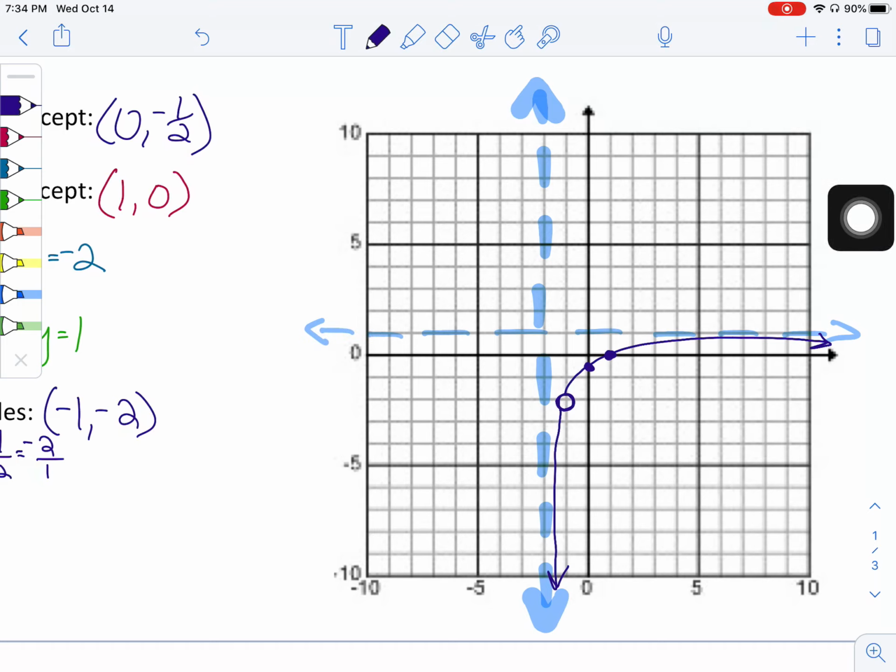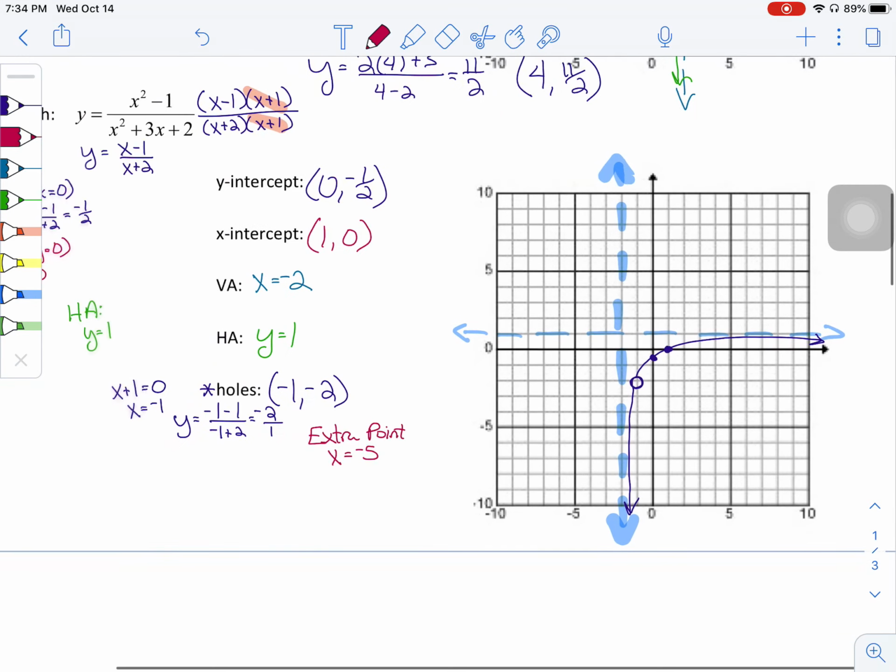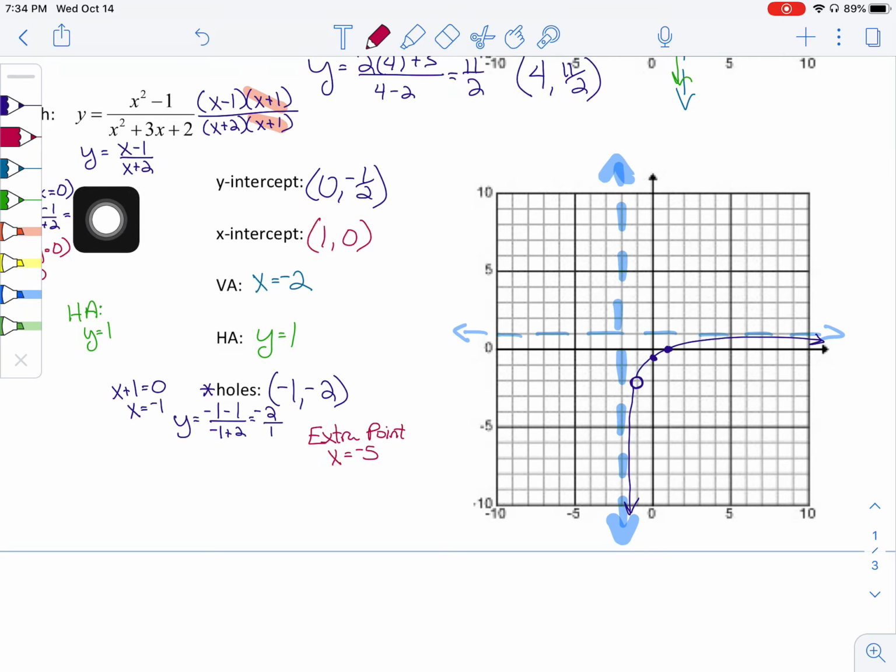I'm going to go ahead and pick -5. No particular reason other than it sounds like a good number to use. So I'm going to label this the extra point. The extra point, I'm going to use x equals -5. Now, when I find this, I'm going to use the modified function here. So y is equal to (-5 minus 1) over (-5 plus 2). So that's -6 over -3, which is 2. So now I know I have an extra point at (-5, 2).